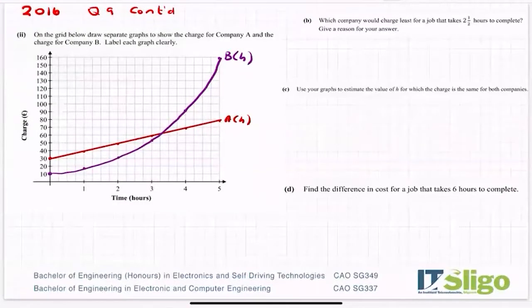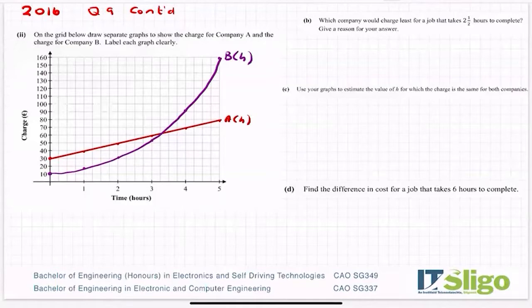Okay, so they tend to then follow it up with a couple of questions about the graph. Okay, so one of the changes that came in with Project Maths was how to read graphs. So pre-project maths, the importance may have been on drawing the graphs. Project Maths, it's about can you read the graphs? What does this data mean for you? So part B, which company would charge the least for a job that takes 2.5 hours to complete?